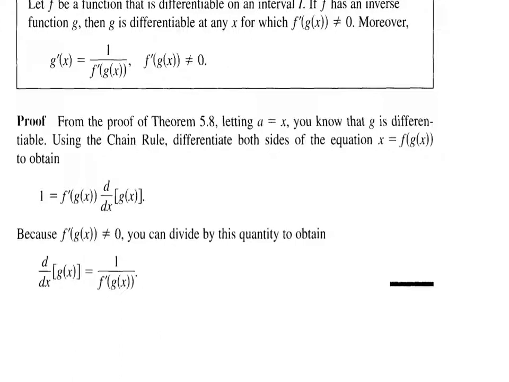So f prime of g of x times g prime of x. The derivative of x is 1, and then if I just solve for the derivative of g of x, I have to divide both sides by the f prime of g of x. And we're allowed to do that because we're limiting it to the cases where that doesn't equal 0. So that's where this formula comes from. It's actually a really easy derivation. Starting with the definition of inverse functions, x equals f of g of x, and just taking the derivative and simplifying. Okay?